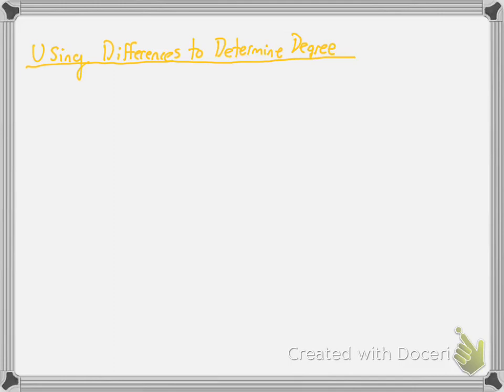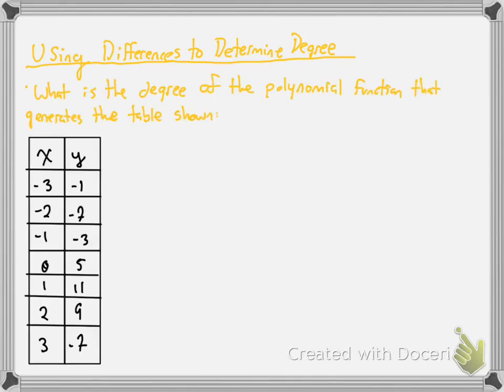The last thing that we're going to talk about in this video is using differences to determine the degree of a polynomial function. A question that you might see on a quiz or test would be, you're given a list of numbers, and I want to figure out what is the degree of the polynomial function that generates this table below. Here I see my x values go in order. They're going up by 1 every time. But then my y values seem all over the place. We go from -1 to -7 to -3, then to a positive number, then back to negative.